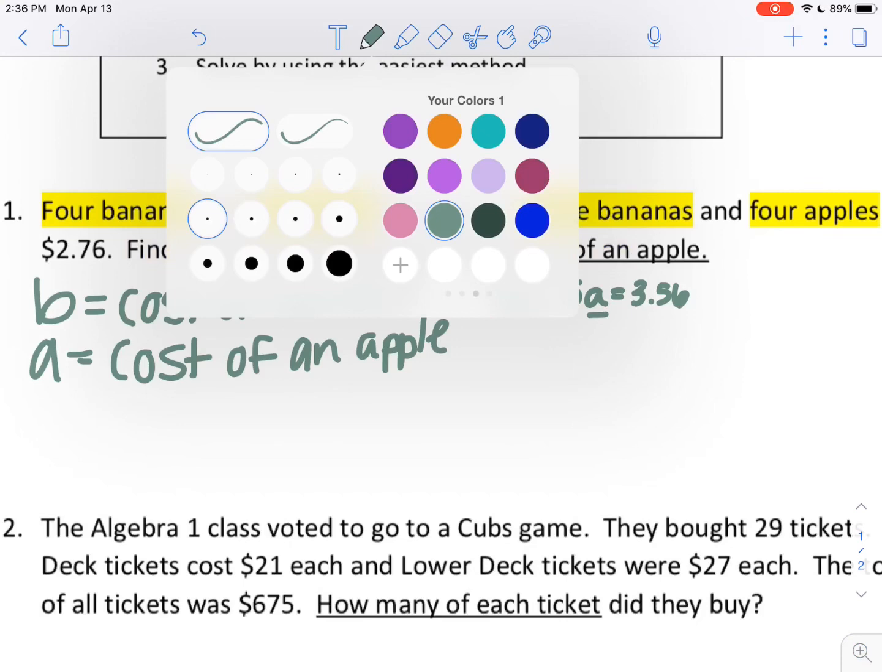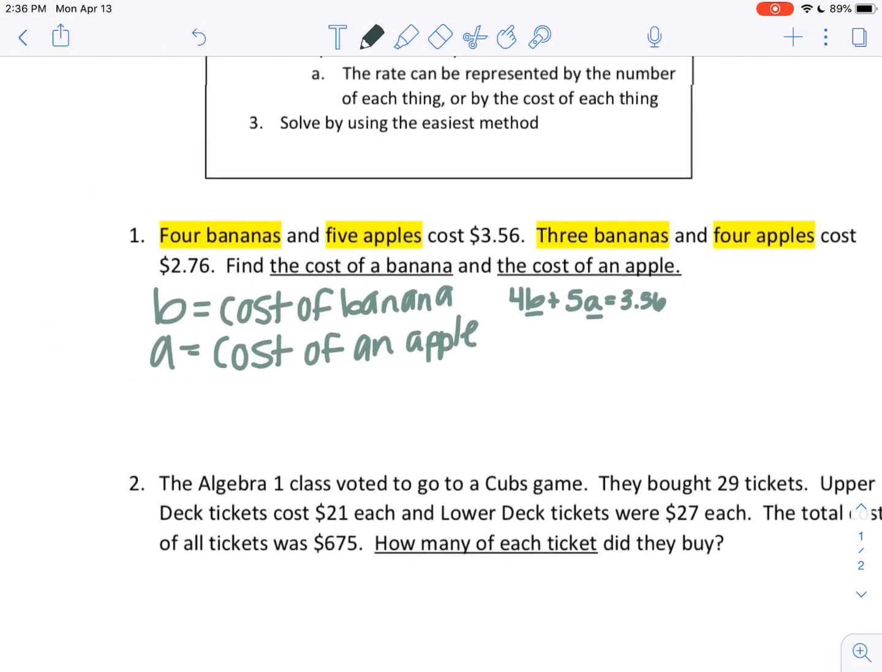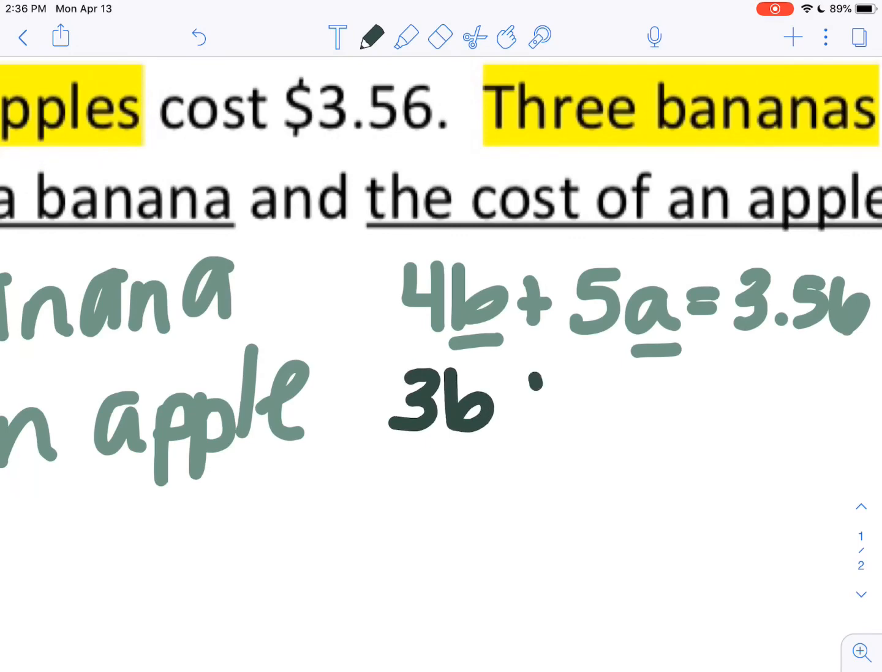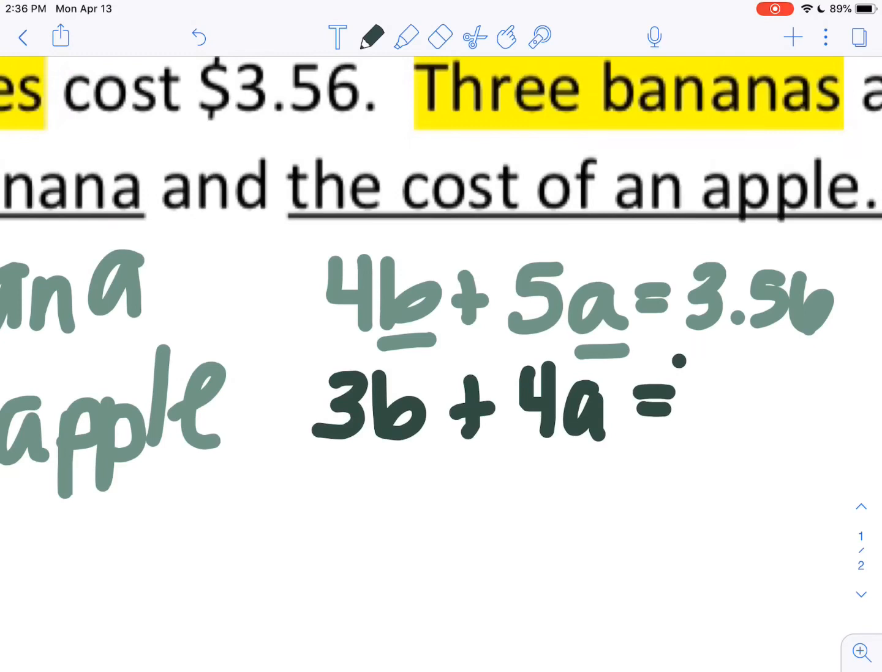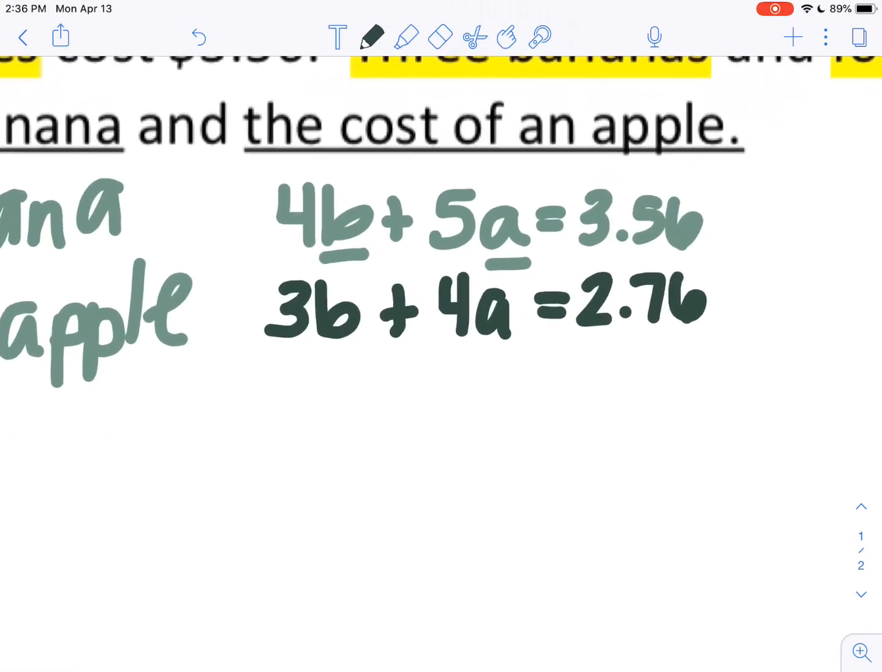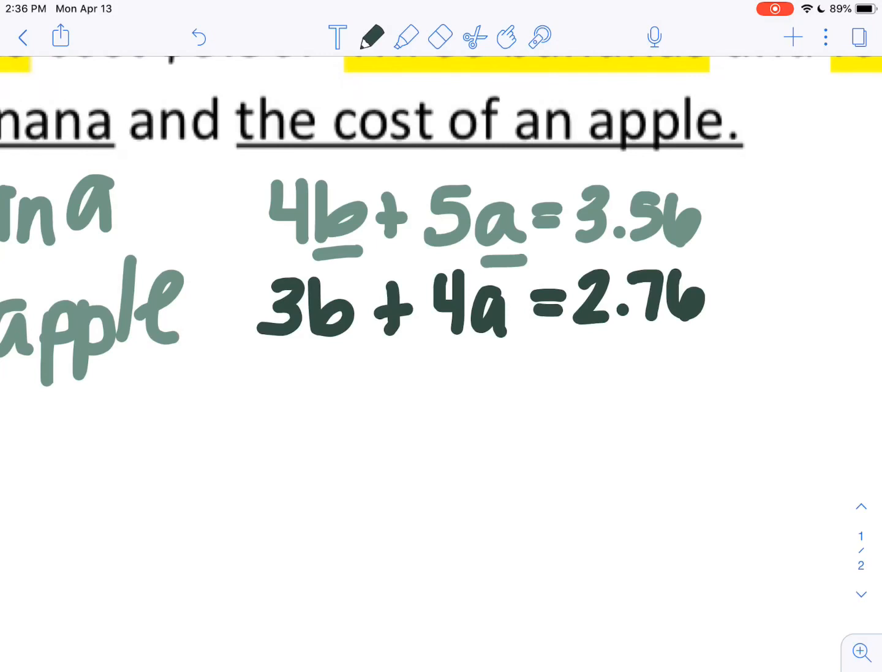Now I'm going to look at the second sentence to get my second equation. So it says 3 bananas and 4 apples cost $2.76. So 3 bananas, 4 apples, and that was $2.76. Okay, so now that I have my two equations, you can either solve it using elimination, or you could solve it using substitution. I think that I'm going to go with elimination.